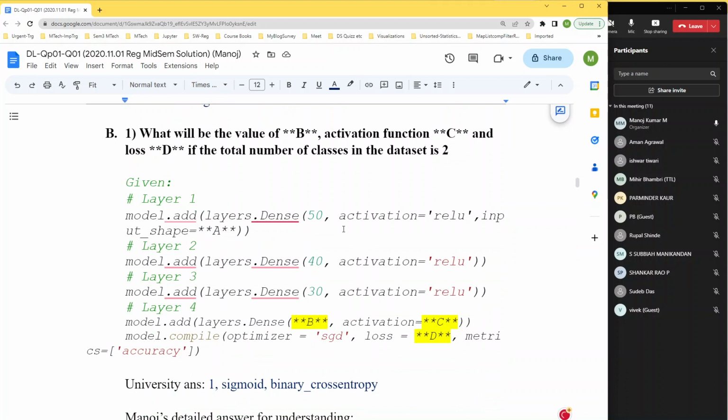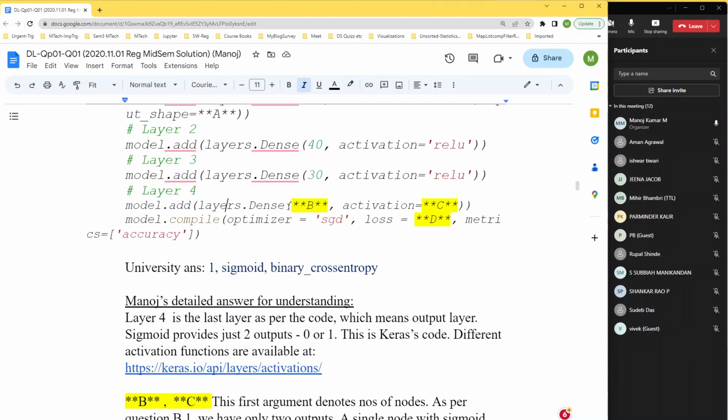Now they have made ReLU the activation for the first 50 neurons, and the second layer is 40 again with ReLU, the third is also ReLU, and the fourth one is the output. From here we know that the final layer is the output layer. So for B star, the first parameter is the number of outputs. If you check the Keras code, in layers.Dense the first parameter to be given is the number of outputs.